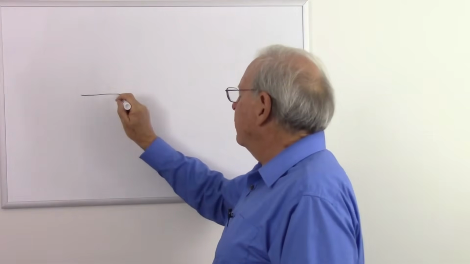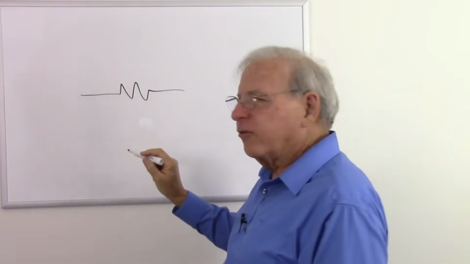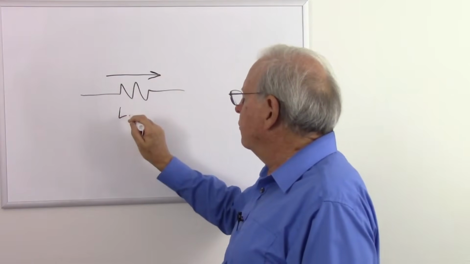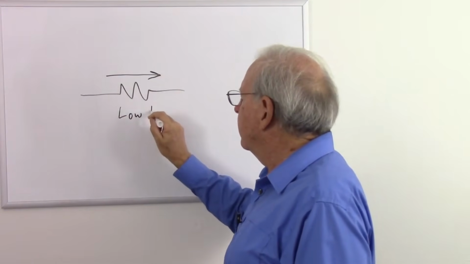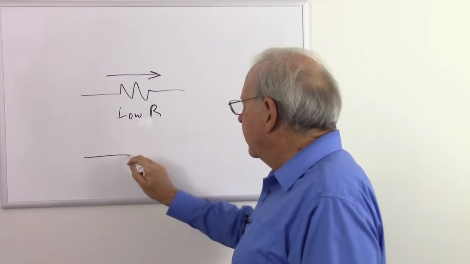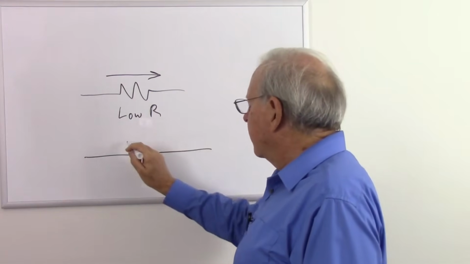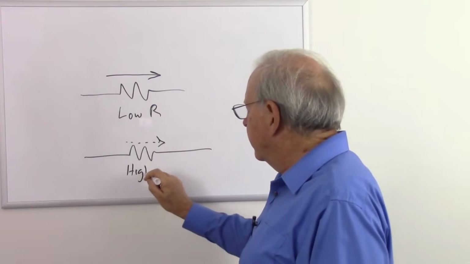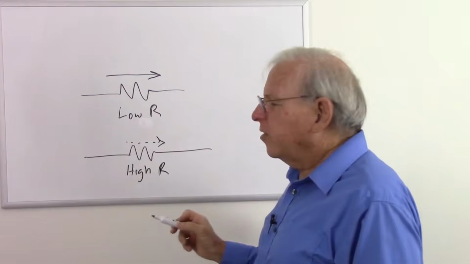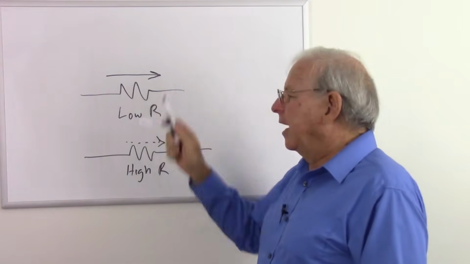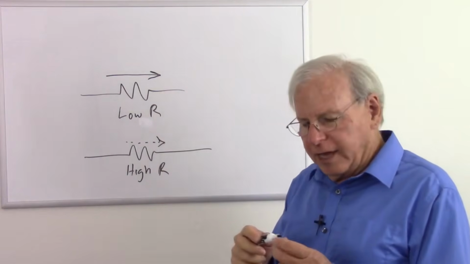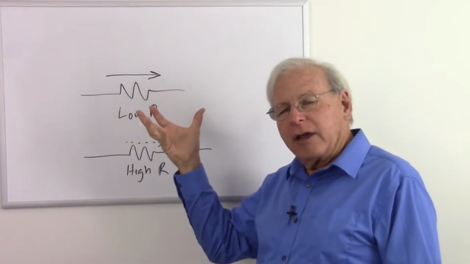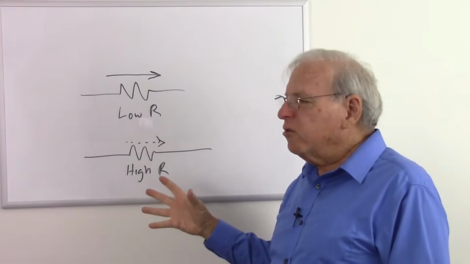which is just a resistor. And so if I get a lot of current, that means I have a low resistance. But if I get a small amount of current, I have a high resistance. So low resistance, high current, high resistance, low current. In the case of the capacitor, high frequency, high current, low frequency, low current.